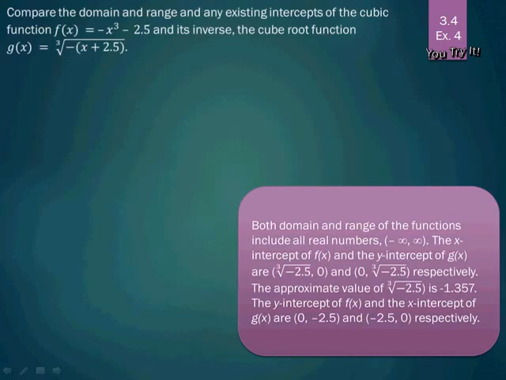So the last thing I wanted to point out is that here, if you just plug into a calculator the cube root of negative 2 and 5/10, you will see that that is negative 1.357 rounded. So that is one last thing to point out, and that is your answer.